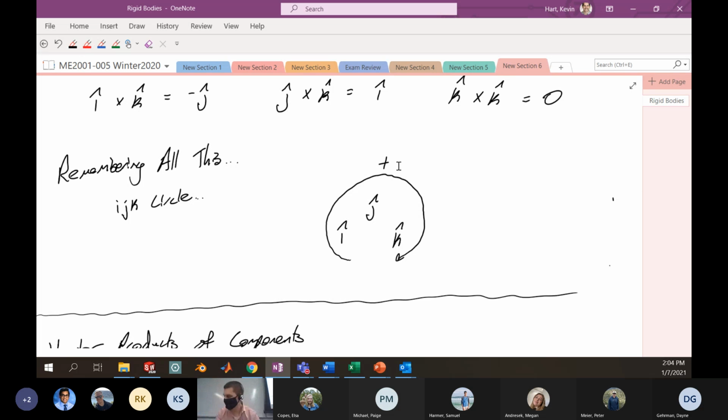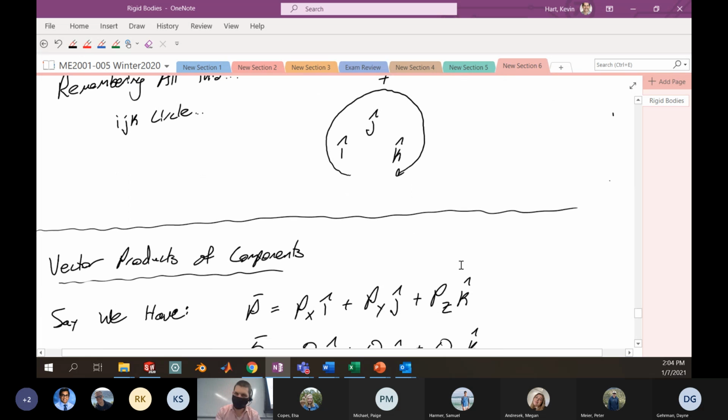If you follow it in the counterclockwise way, you get negative. There's a couple of different ways that you can represent this circle. This is just one way. There are other ways that it can be drawn, so you might see it in other ways. All right, so this helps us to define which way is positive if we're taking our cross product and which way is negative.